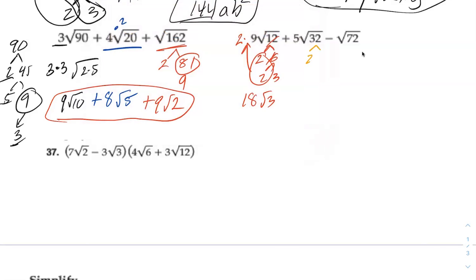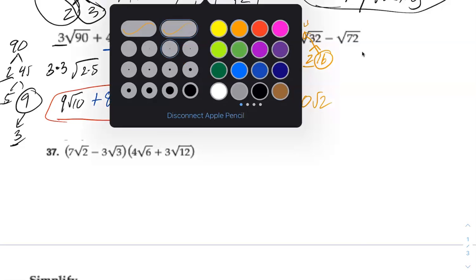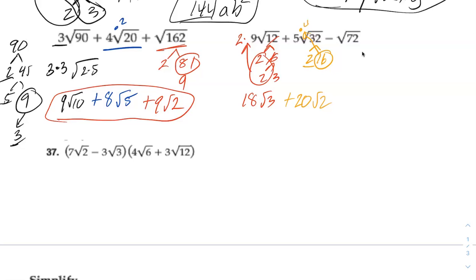32 is 2 times 16. I know the square root of 16 is 4, so that goes outside. So 4 rad 2, because that 2's left over. 72 is 2 times 36. The square root of 36 is 6, so that comes on the outside. So 6 rad 2. And in this case, I can actually add the last two.